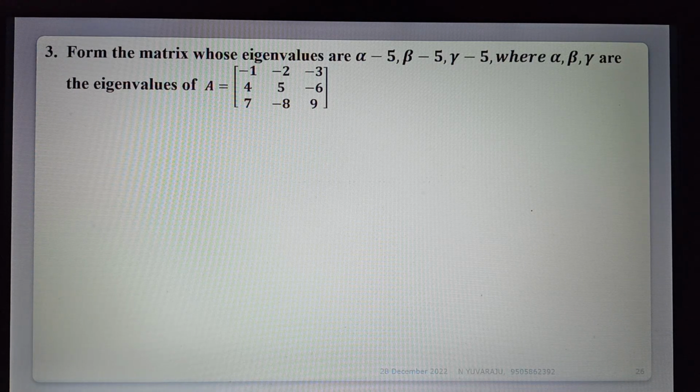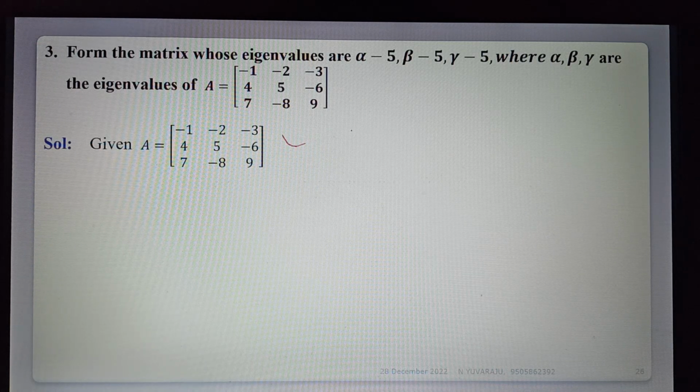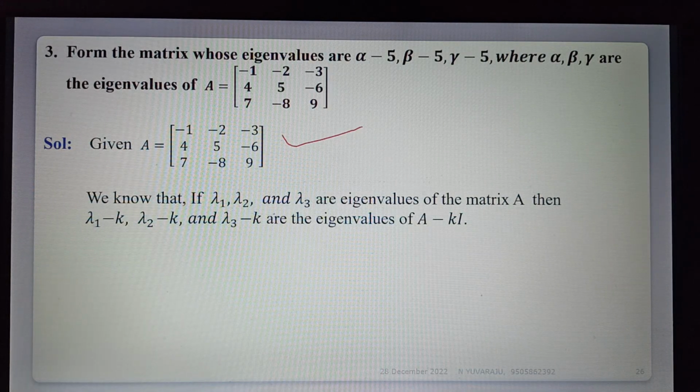So using one of the properties of eigenvalues, that is lambda minus k is the eigenvalue of A minus kI. Here lambda is equal to alpha, and k value is 5. So using that property. So given matrix A, we know that lambda 1, lambda 2 and lambda 3 are eigenvalues of the matrix A. Then lambda 1 minus k, lambda 2 minus k and lambda 3 minus k are the eigenvalues of A minus kI. This is a property.